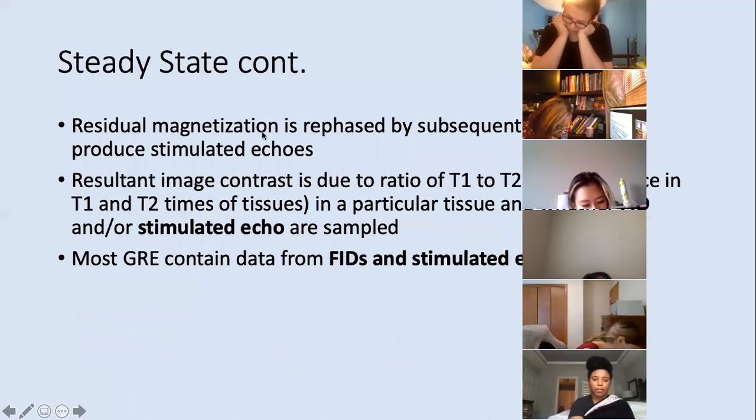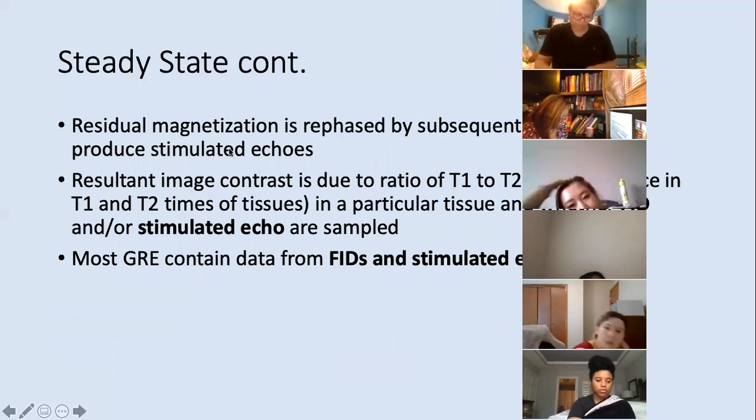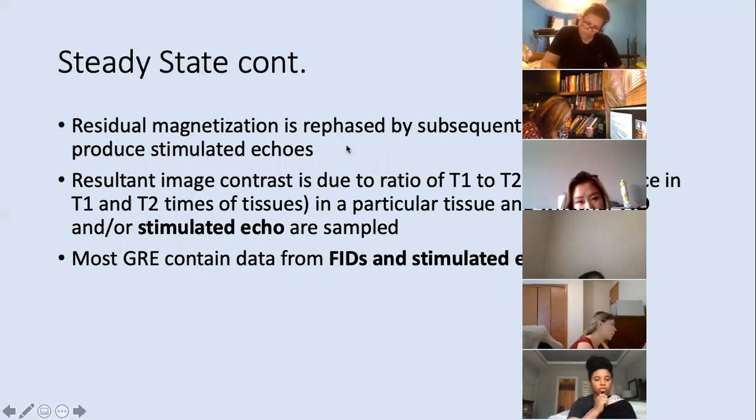This residual magnetization can be rephased by subsequent RF pulses. So our subsequent excitation pulses can produce what we call stimulated echoes. A stimulated echo is from 2 RF pulses that are less than 90 degrees. That's the definition of a stimulated echo.